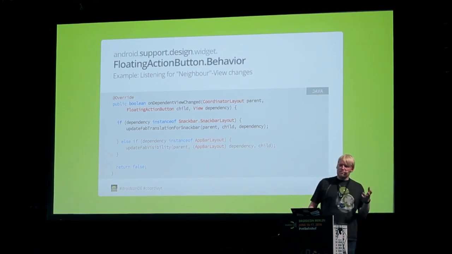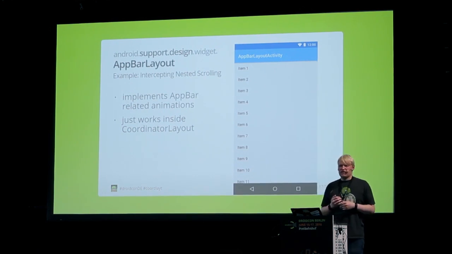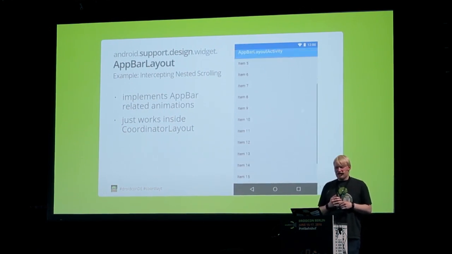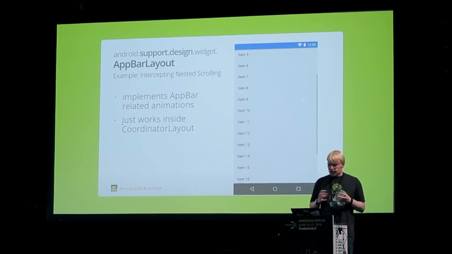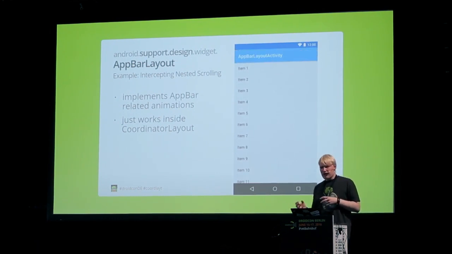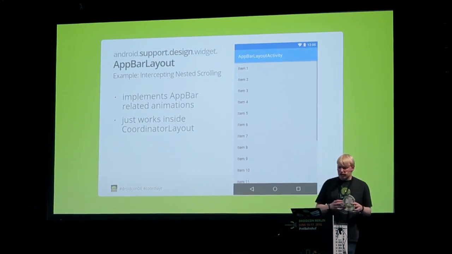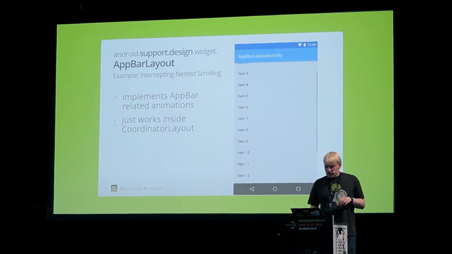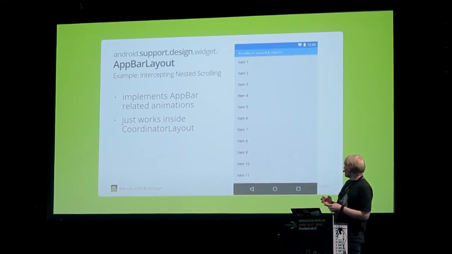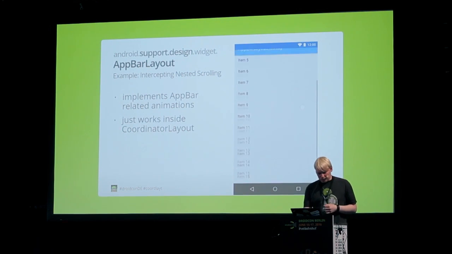The next bigger example is the AppBarLayout itself. And this one is quite complex, I'd say. It uses nested scrolling, and what it is for is that it implements app bar related animations. AppBarLayout will just work inside CoordinatorLayout. And here you see an example of what it can do. When you scroll the RecyclerView in this case, it will animate out the AppBarLayout.